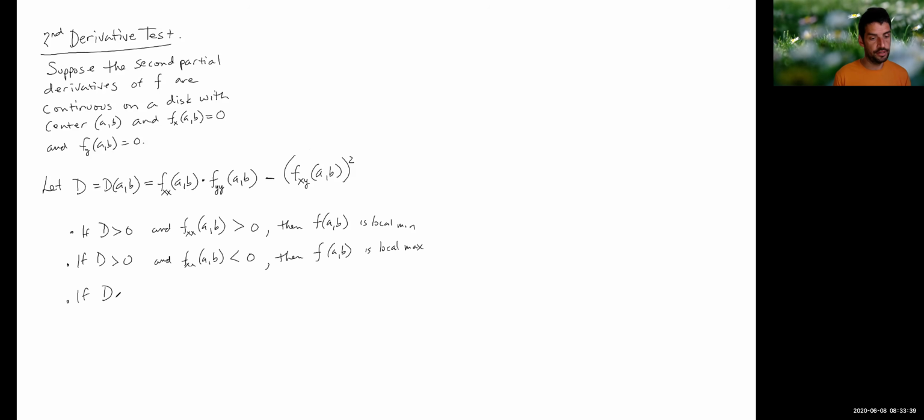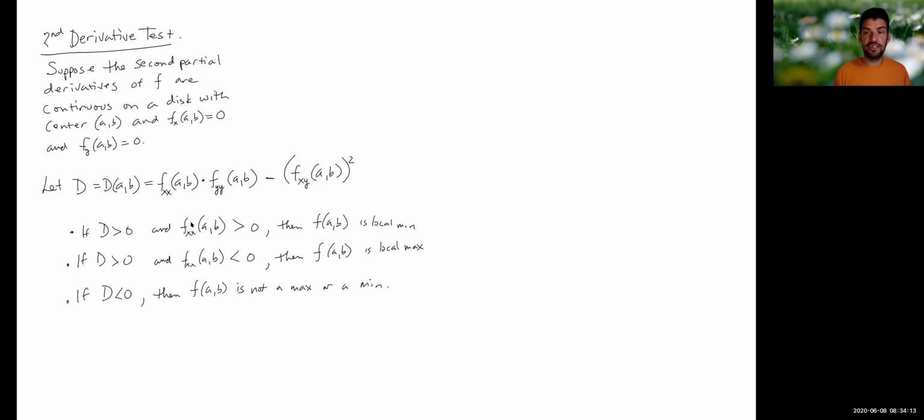And if this D is less than 0, then f of AB is not a max or a minimum. Okay, so this is one of those rare times where I'm just going to let us accept this as a rule, and why it works this way takes quite a bit more work than we're going to do at this point.